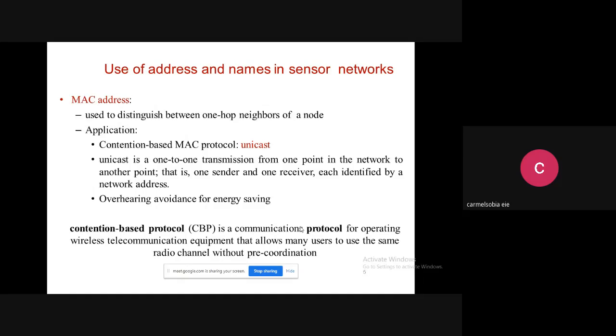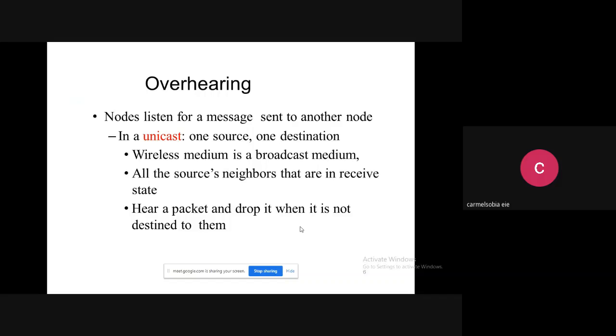Another one is unicast. Unicast is nothing but one-to-one transmission, from sender to receiver, and each is identified through its own network address. Then while you are using this MAC address, there are advantages. We can avoid overhearing. Overhearing means that multiple transmissions arrive at a time, so collisions will happen. This can be avoided by using the MAC address. The main purpose of overhearing avoidance is conserving energy.